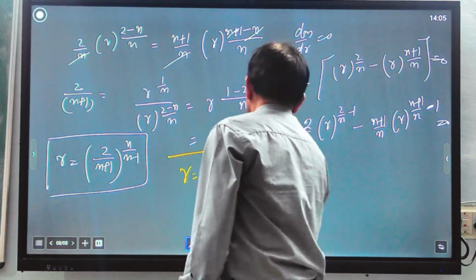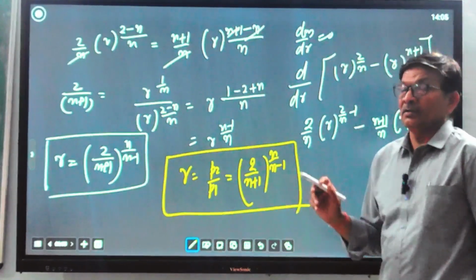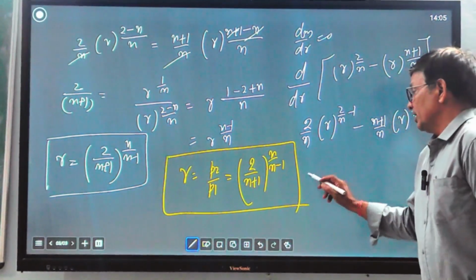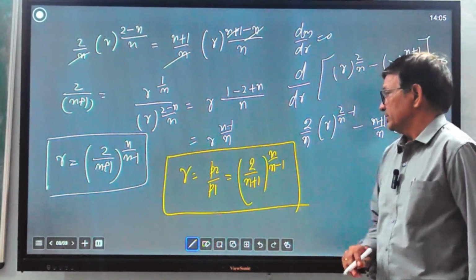This is a condition of maximum discharge. This is a very, very important term, you can say the gateway of the steam turbine and nozzle. Find out the condition of maximum discharge.